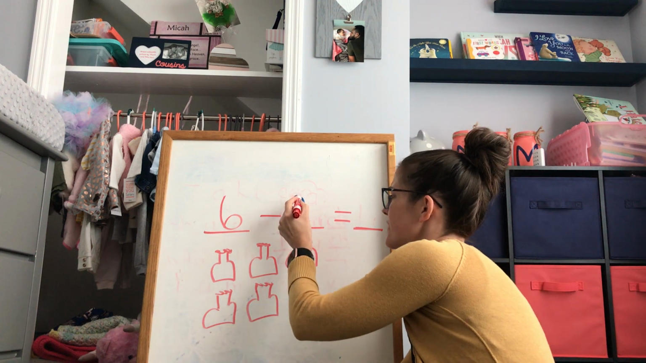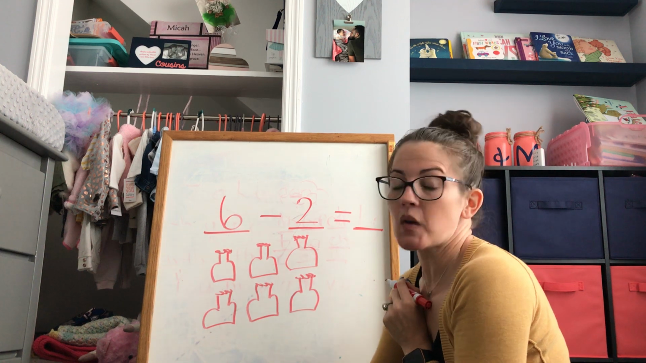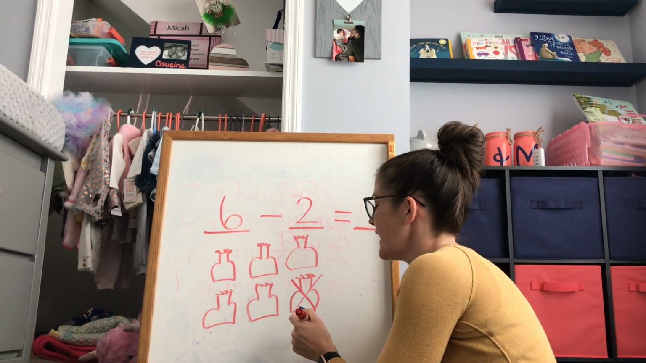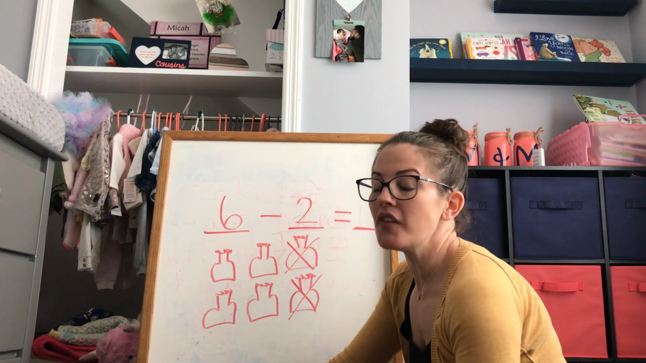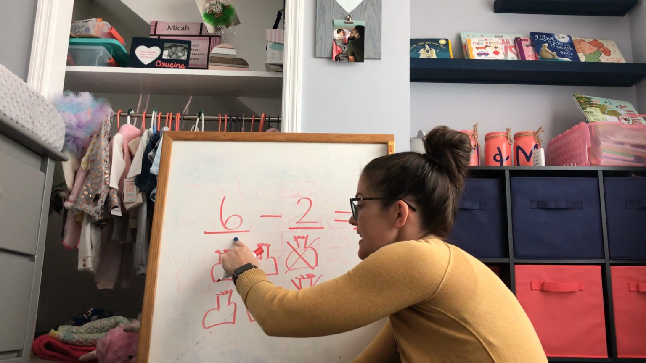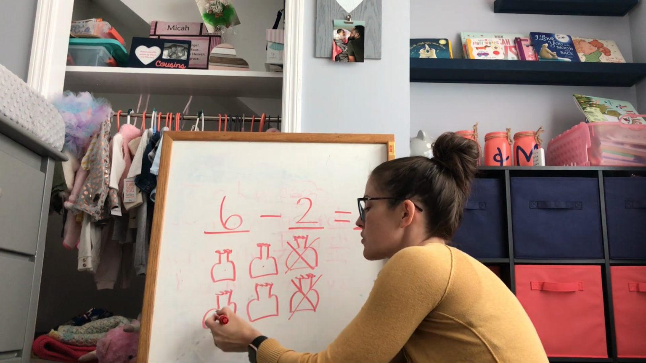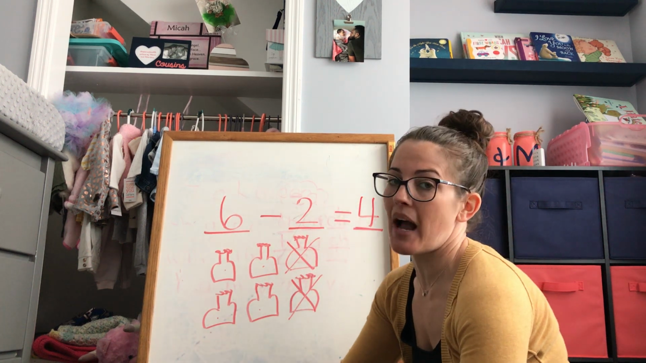How many bags did I give away? I gave away 2 for friends making good choices. So I'm not going to draw 2 more bags. I'm going to cross out. I gave this bag away. I gave this bag away. How many bags are left? We solved this using the manipulative. 6 bags minus 2 bags equals 1, 2, 3, 4. I have 4 bags left over. So that's how I show how I know.